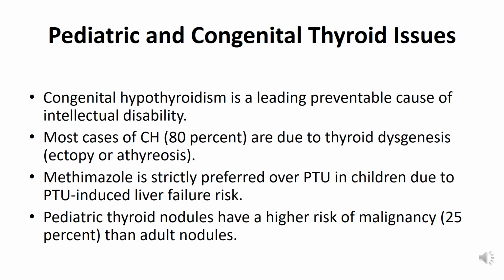Another important pediatric thyroid issue involves thyroid nodules. Although thyroid nodules are less common in children than adults, they carry a much higher risk of malignancy. In adults, most thyroid nodules are benign, but in children, approximately 25% of thyroid nodules may prove malignant. This higher cancer risk makes careful evaluation extremely important. Ultrasound imaging and fine needle aspiration are often used to assess suspicious nodules.